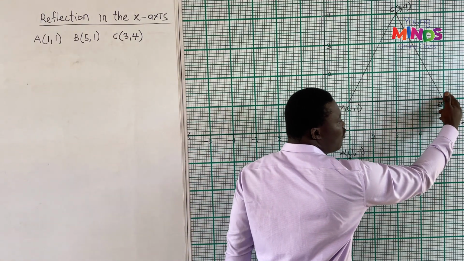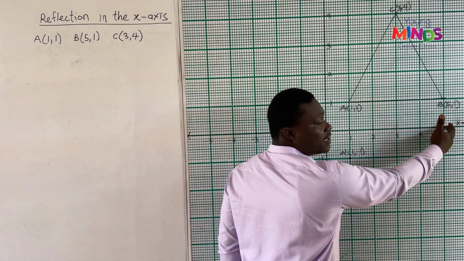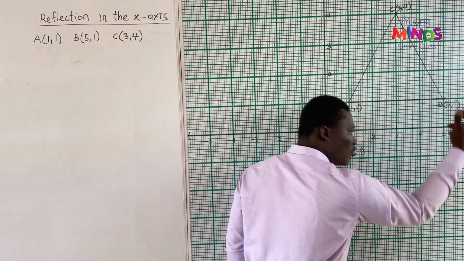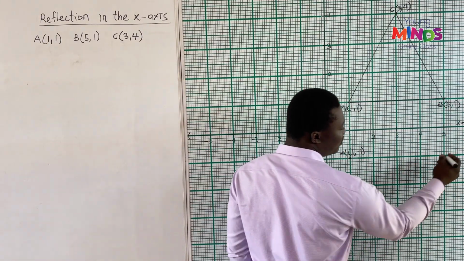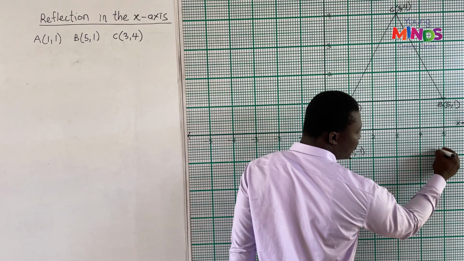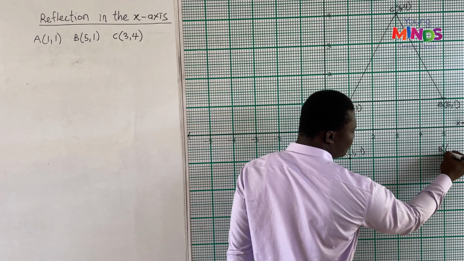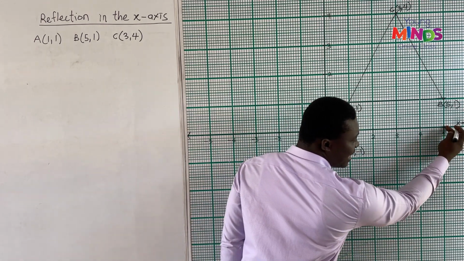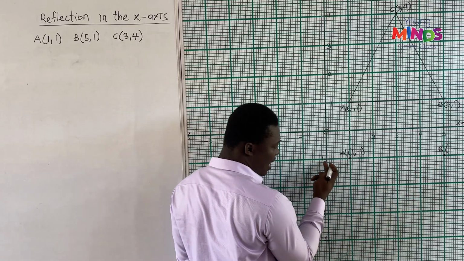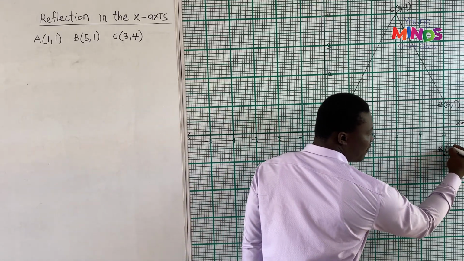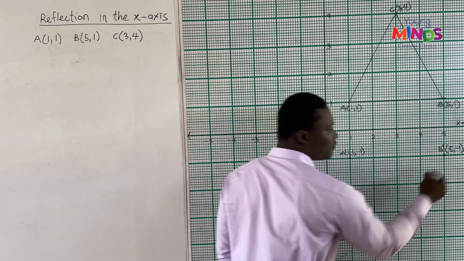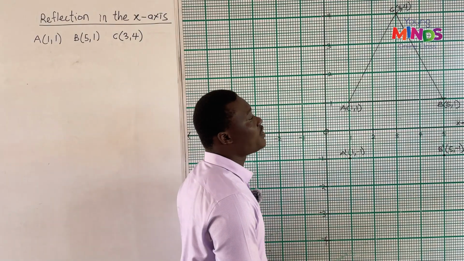Now let's plot point B. Point B will move once to the mirror line. So for its image, we have to move once. We are going to get a point here. Then point B1 is x-axis 5, and then the y-axis -1. So (5, -1).